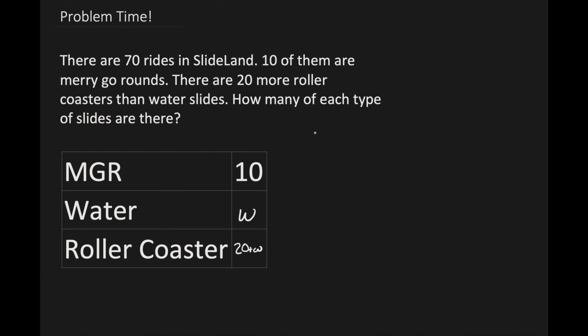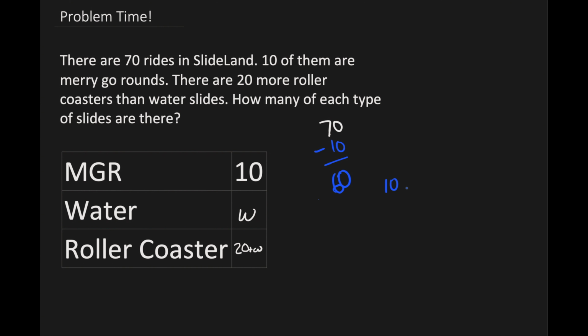70 is the total. Now we have to subtract the merry-go-rounds, which is MGR. So 70 minus 10 equals 60. It looks like we have to get to that total. What are some combinations? Let's go by tens, because I have a feeling it's going to be in the tens. That way it's simple. If it's not there, then we'll go to something else.